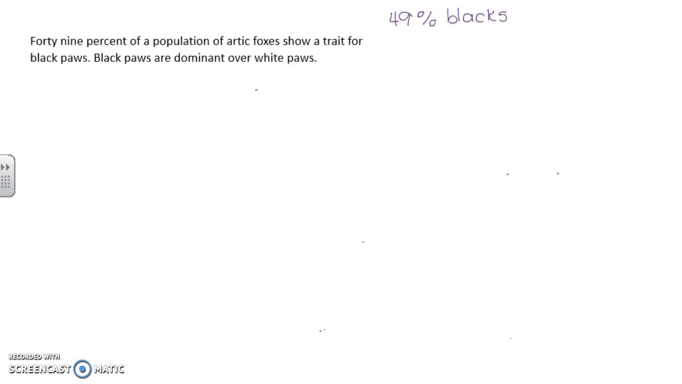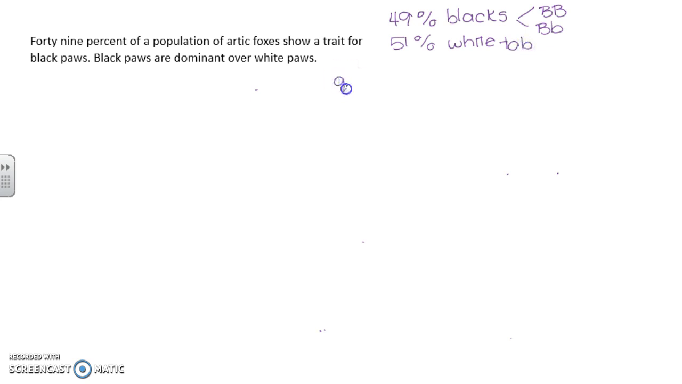So 49% is black, but that means that they can be either homozygous dominant or they can be heterozygous. That is why I cannot use the 49%, because I don't know if that means homozygous dominant or heterozygous. So I'm going to use the recessive, which in this case is 51%, and that means they have white paws, and because they're showing the recessive phenotype, that means that they must be homozygous recessive.